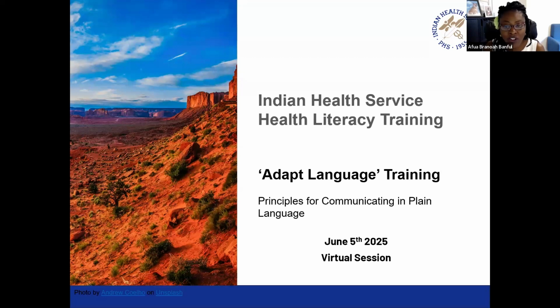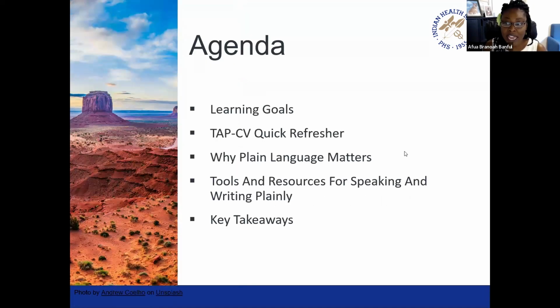What we're doing is we're continuing with the health literacy training that we started back in April. And this session is focused on the A in TAP-CV, adapt language, right? So we are going to go through, let me start with walking through the agenda. We'll go through our learning goals for today. And I'd also like to preview the learning goals for our workshop time next week.